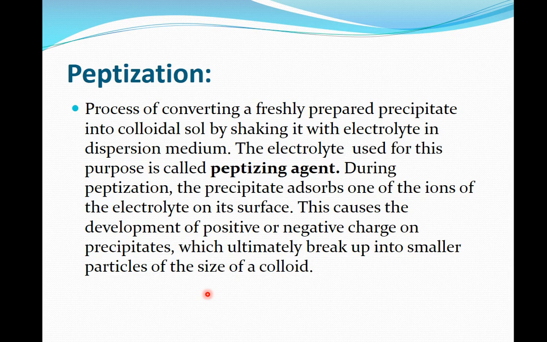Peptization. It is the process of conversion of a freshly prepared precipitate into colloidal solution by shaking it with an electrolyte. The electrolyte thus used is called the peptizing agent. During peptization, the precipitate adsorbs one of the ions of the electrolyte on its surface. This causes the development of positive or negative charge, which ultimately breaks up into smaller particles of the size of colloid.